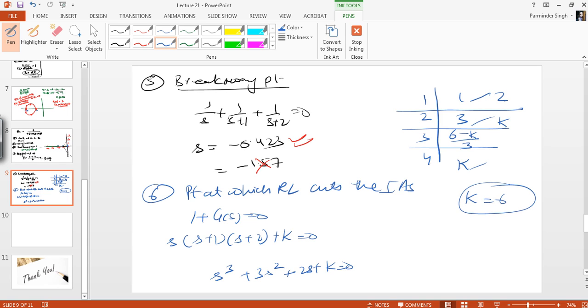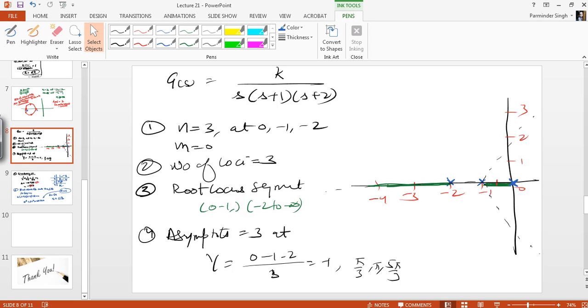Now, the point at which this cuts: put this value over here, put s equal to j a, and find out the value of a. So a comes out to be plus minus root 2. So that means the points are, one is over here, the other one is over here, and we join these, so that's our root locus. Clear?